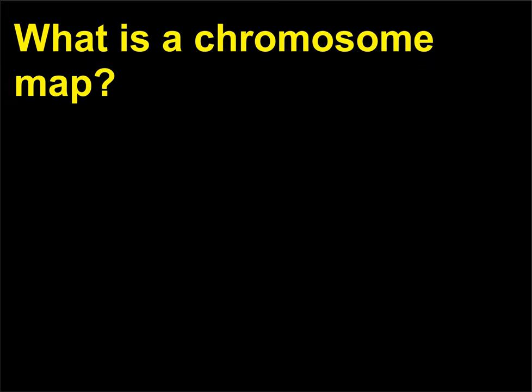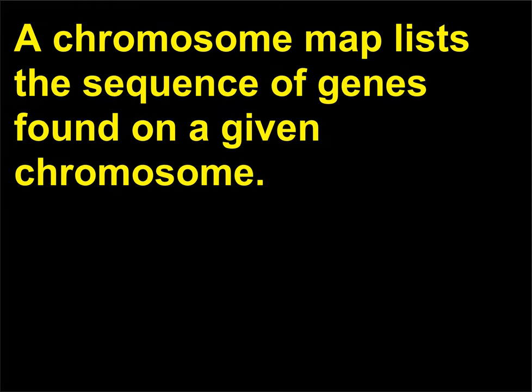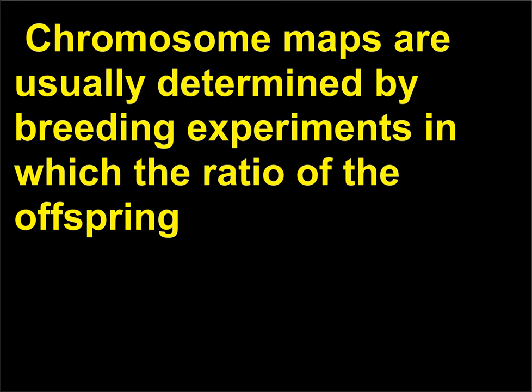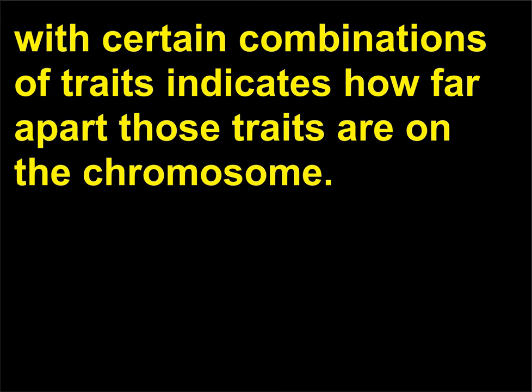What is a chromosome map? A chromosome map lists the sequence of genes found on a given chromosome. Chromosome maps are usually determined by breeding experiments in which the ratio of the offspring with certain combinations of traits indicates how far apart those traits are on the chromosome.